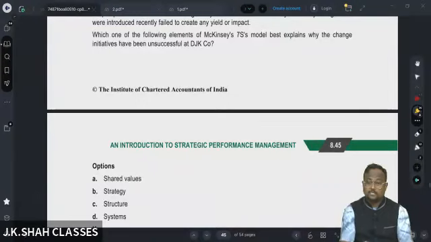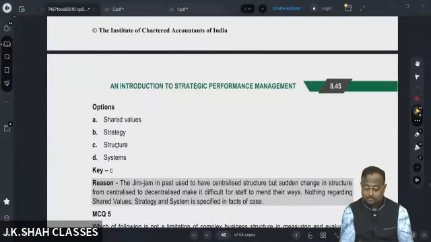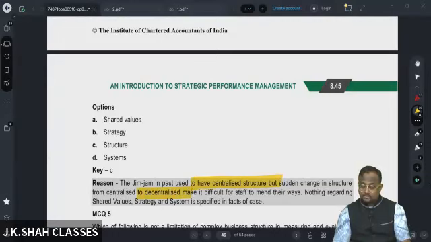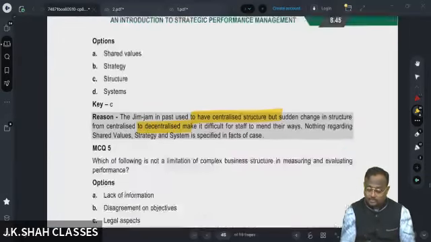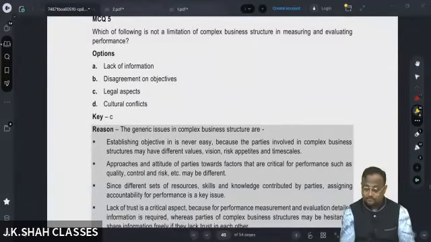It has to be structure. We used to have a centralized structure which was suddenly decentralized. So it has to be the structure that has created a problem for us.